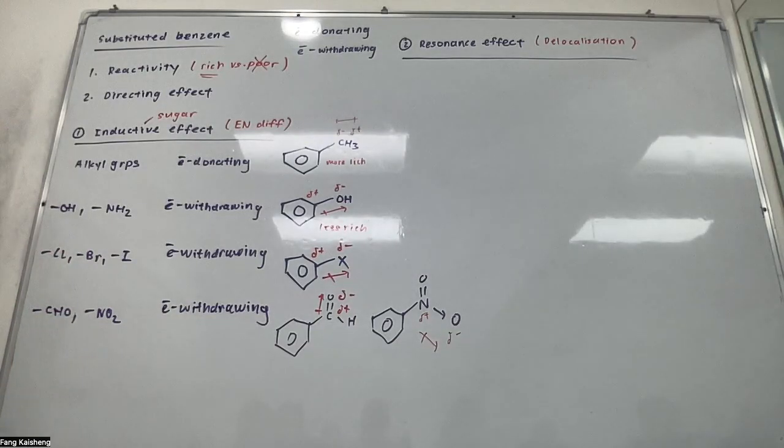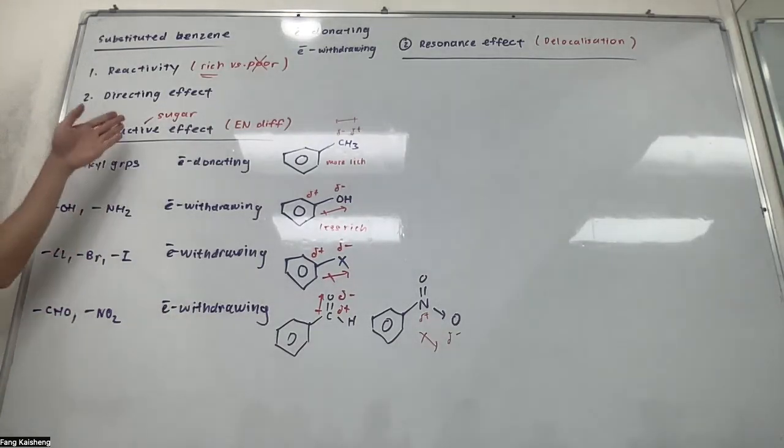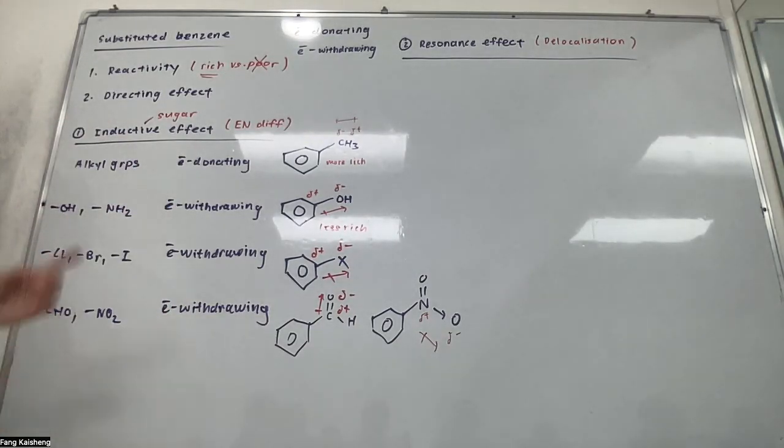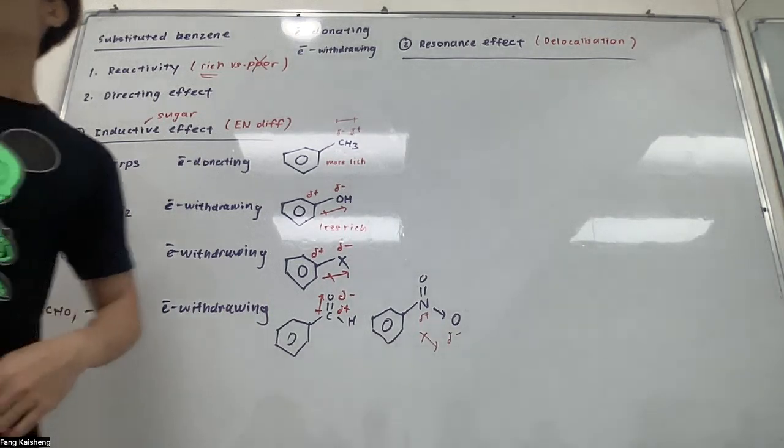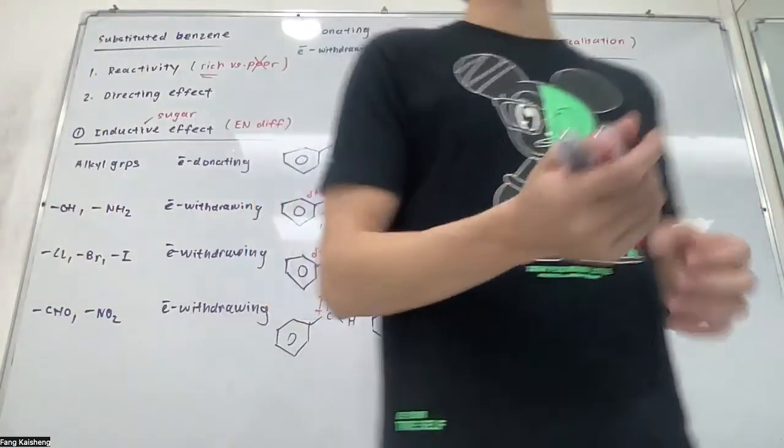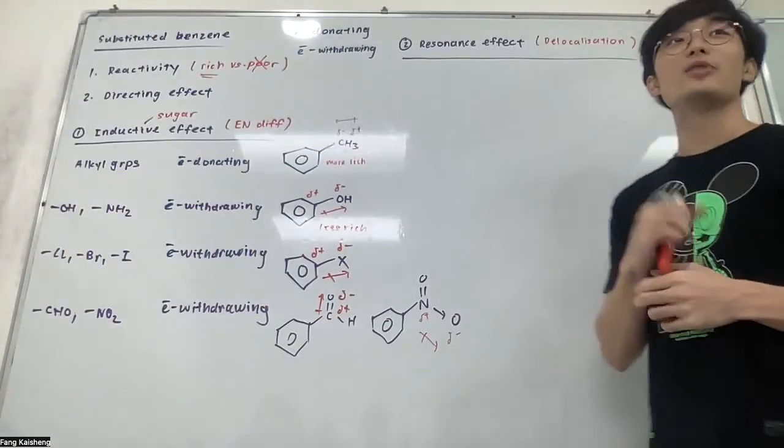Let's look at the big picture. The big picture is this. Out of all these four groups, only one of them is electron donating, which is your special alkyl group. The rest are all withdrawing. Any questions? Yes.